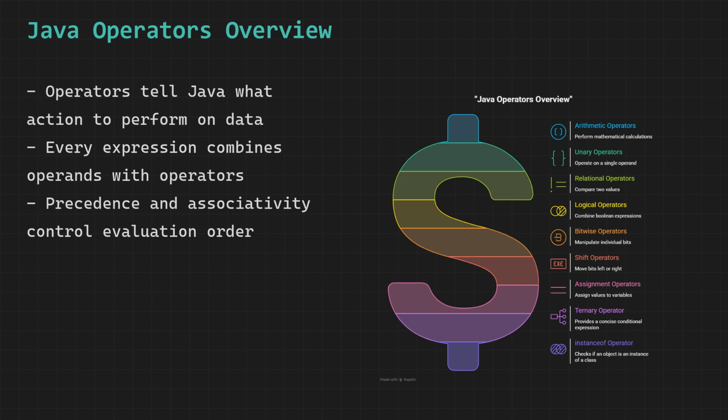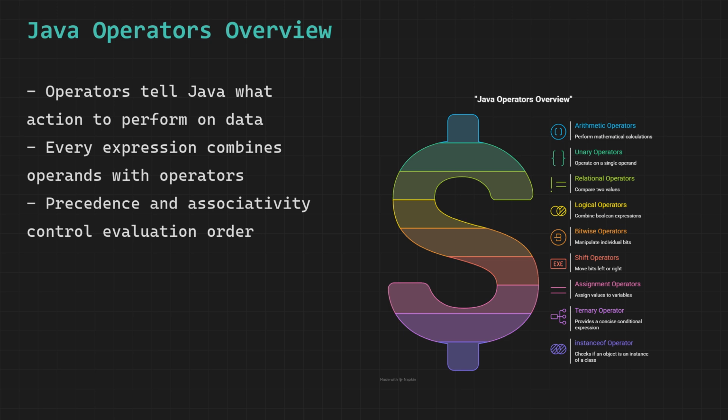When multiple operators appear in one expression like 2 plus 3 times 4, Java does not evaluate left to right blindly. It follows a precedence order. Multiplication happens before addition, so the result is 14, not 20. Operators with higher precedence are evaluated first. When precedence is equal, associativity decides the direction. Most operators associate left to right, but assignment operators associate right to left.